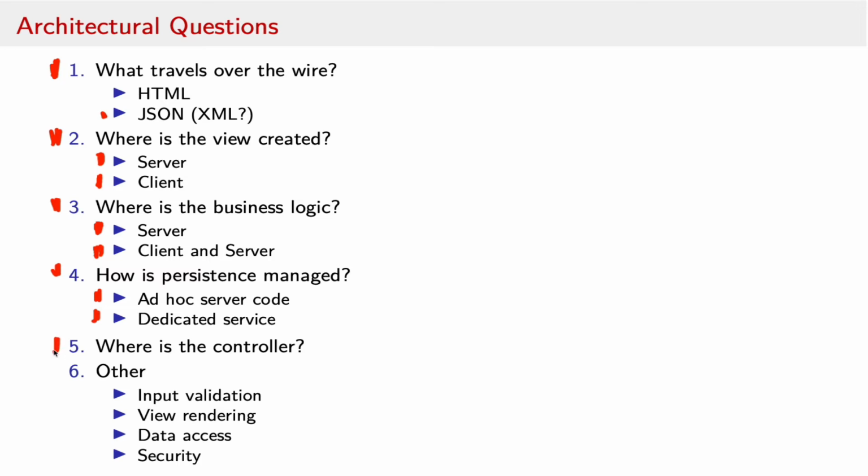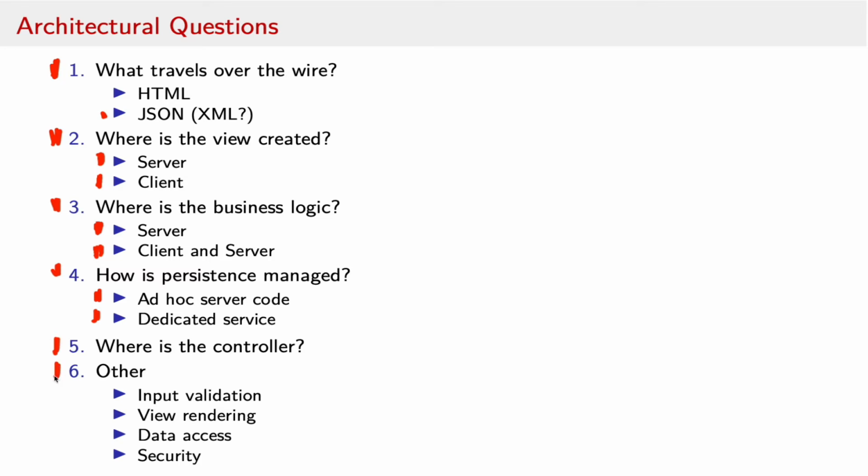Fifth, where is the controller? This is the question of where the control of the application takes place. So how do we orchestrate the interaction between the user interface and the server and the implementing of the business logic and making sure that the user sees the right information at the right time and navigates to the right locations within the application and so forth.